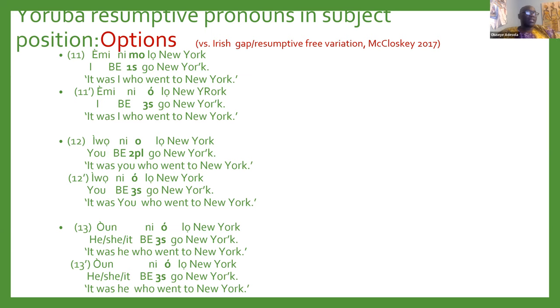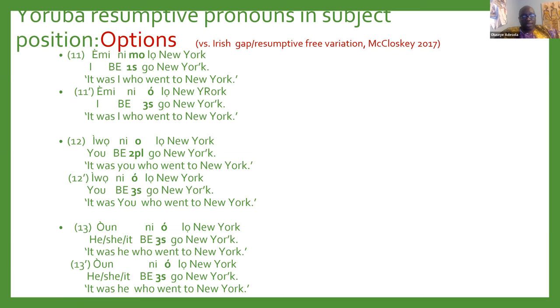12, the same pattern for second person. And then for 12 prime, third person is used instead of second person, and the sentence is correct. This actually was supposed to be glossed as second person singular, not second person plural.